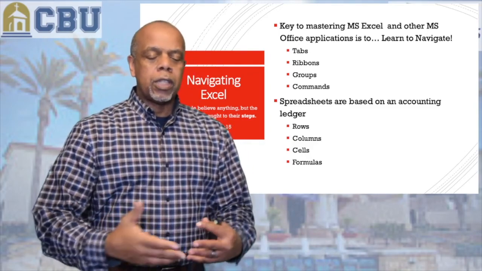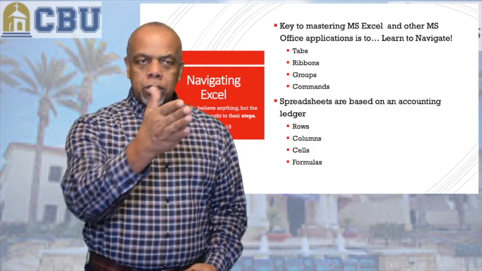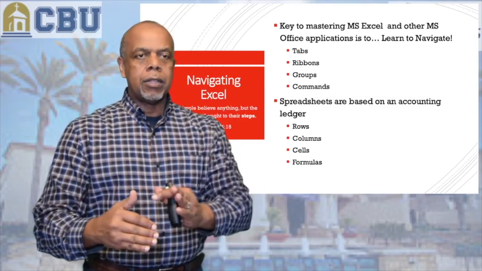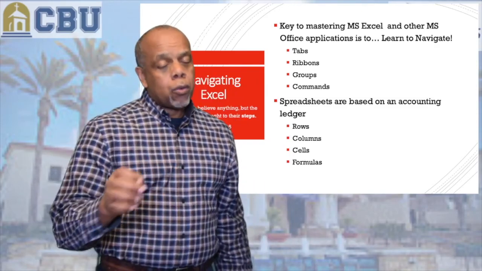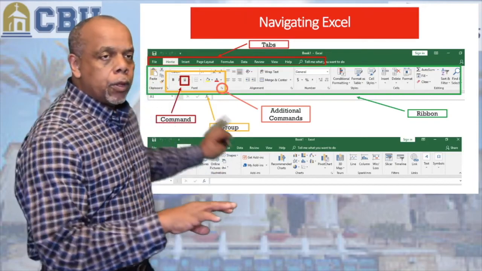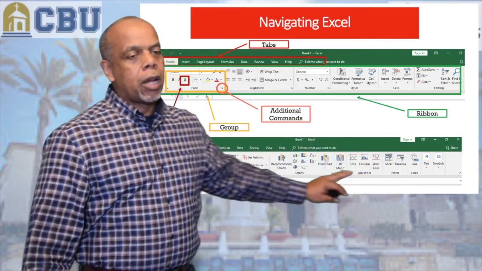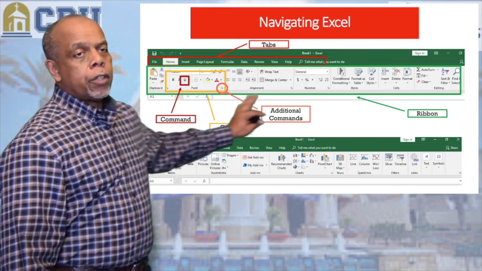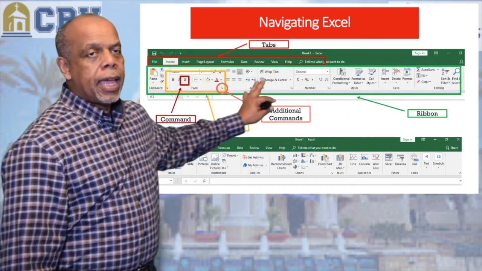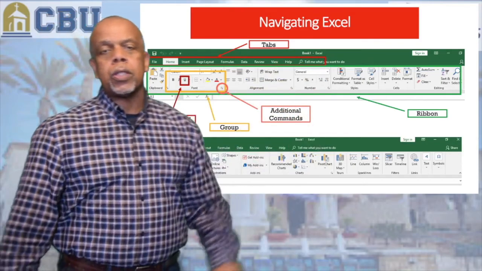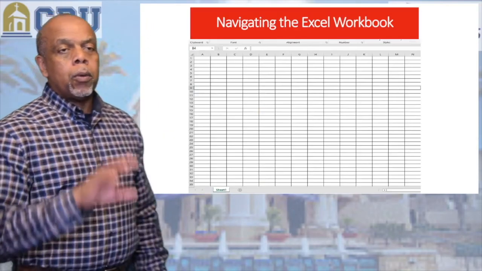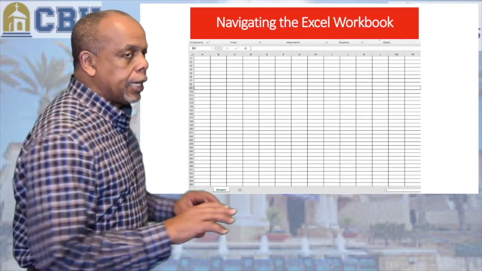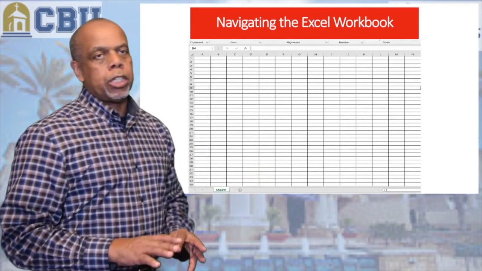And if you've ever seen one of these old ledgers, it was just based on rows, columns, cells, and your formulas. Like I say, we've already covered these in our Microsoft Word Unit 1, Unit 2, of all the different commands, the additional commands, the tabs, the ribbons, the groups, and those things. So we're not going to get into that. But what we do want to look at with Excel is what we call the worksheet or the workbook.